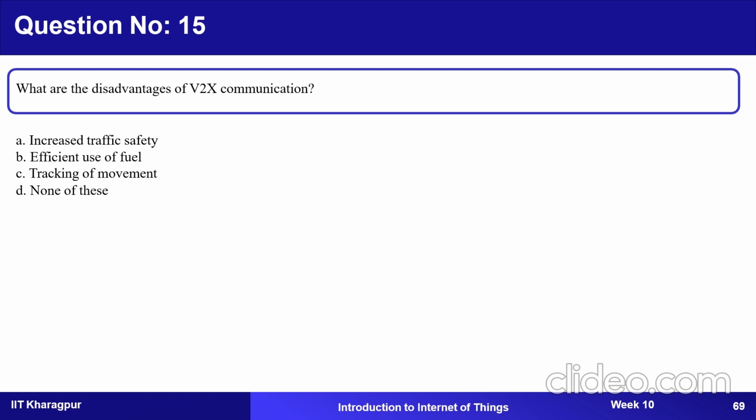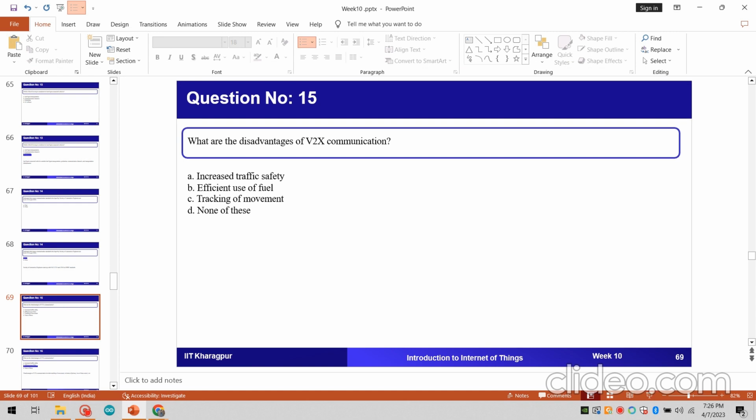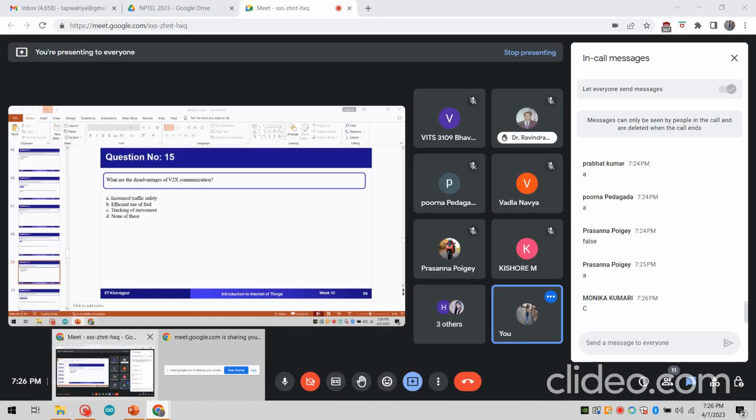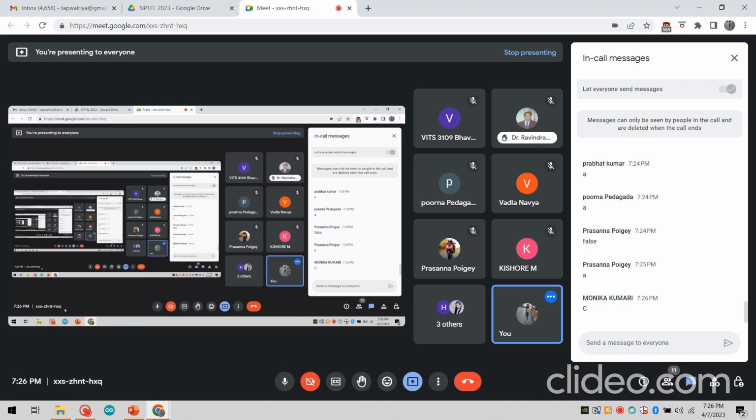Next question is, what are the disadvantages of vehicular to everything communication? Options are increased traffic safety, efficient use of fuel, tracking of movement, none of these. C. Okay.